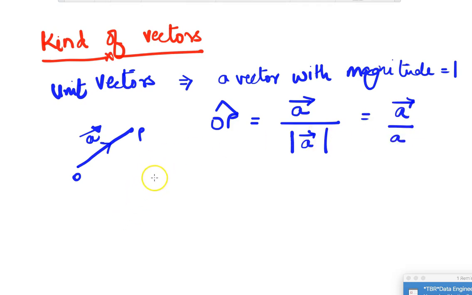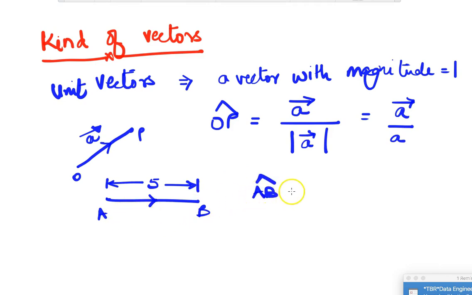Okay. So if you have a vector AB with length 5, then the unit vector in direction of AB is equal to AB vector divided by 5, that is, the length of AB vector. Right. Now we'll see why this concept is so important.